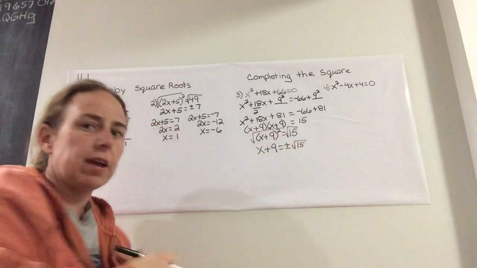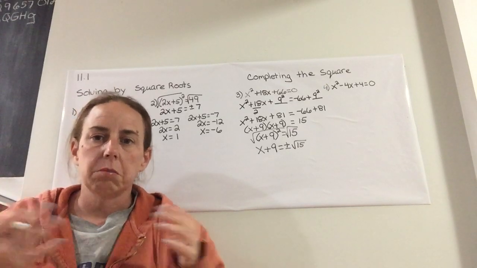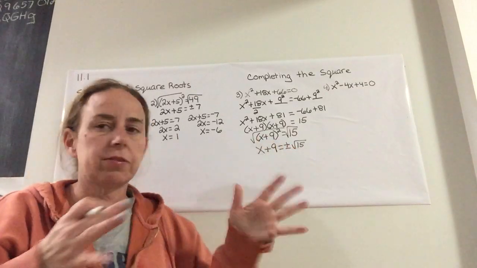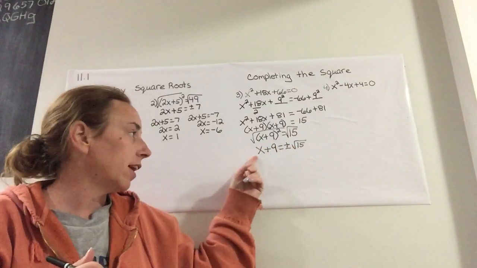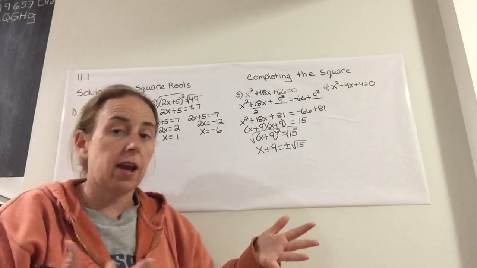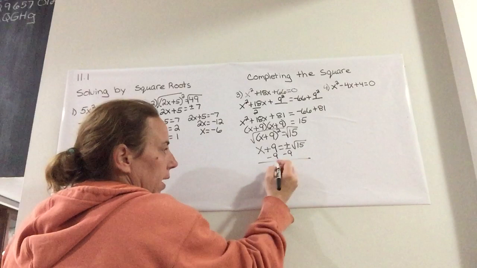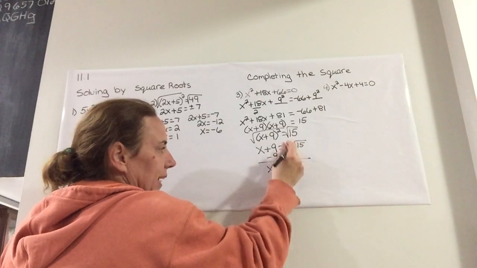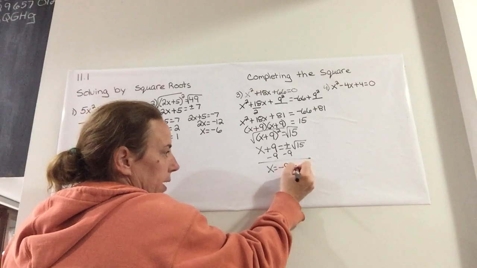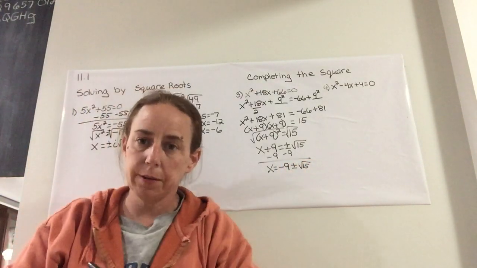Now, I can't break down root 15. It is what it is. So, we don't have to do anything, but we still have to get our x by itself. So what would you do? You would subtract 9 from each side. So I'm still going to do that. But notice I can't combine it, so it just becomes negative 9 plus or minus root 15. Okay?